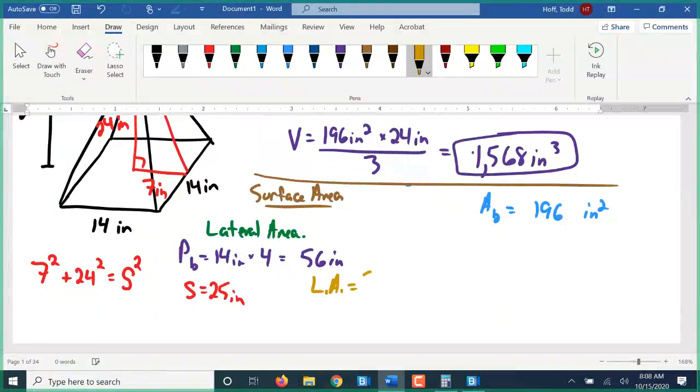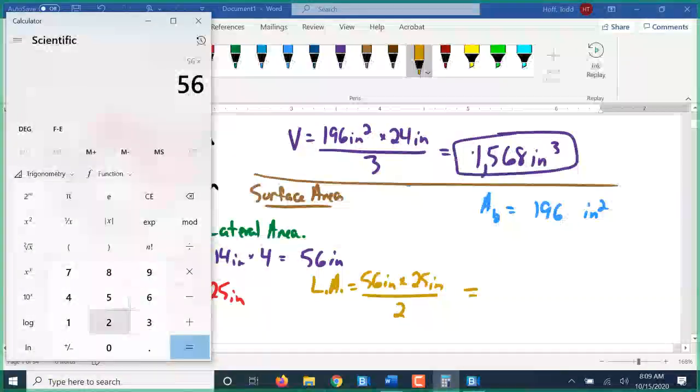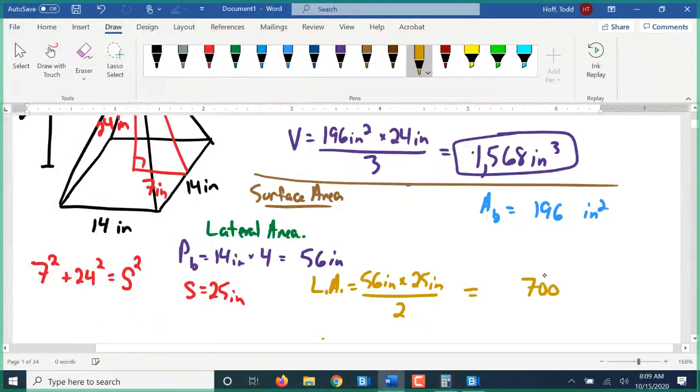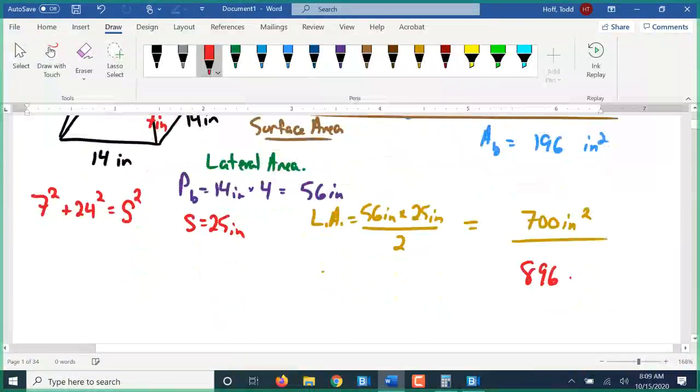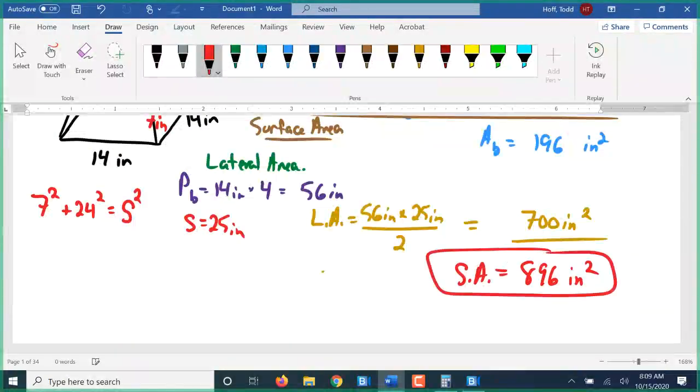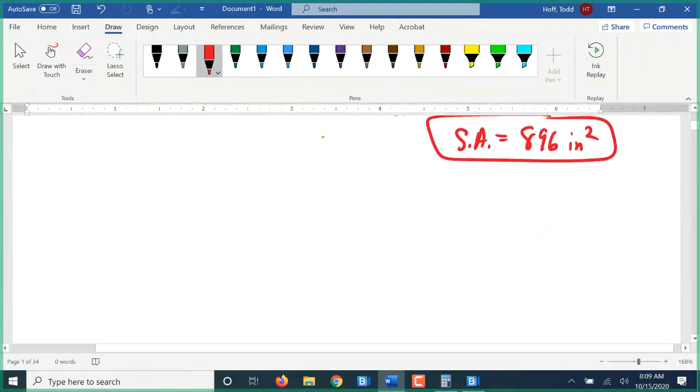So our lateral area is the perimeter of the base, 56 inches, times that slant of 25 inches, divided by 2 because they all form triangles. 700 square inches. We add those together, total surface area of 896 square inches. Any questions on that one?